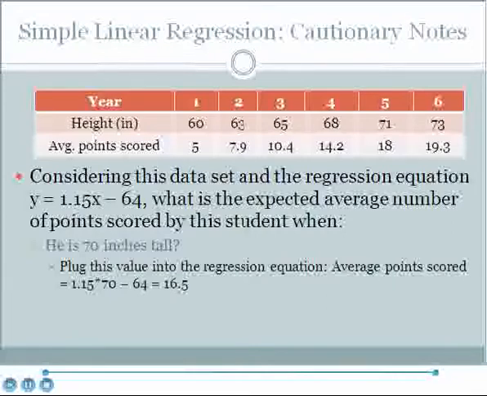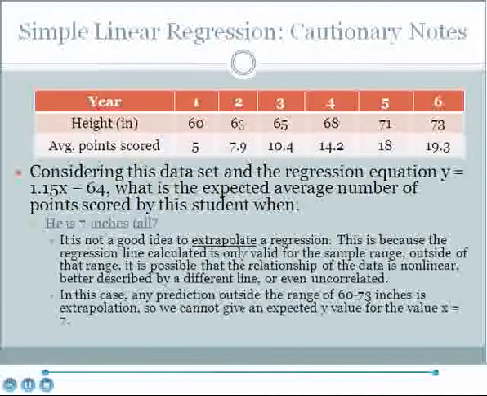Considering this data set and the regression equation, y is equal to 1.15x minus 64, what is the expected average number of points scored by the student when he is 70 inches tall? The range of heights of interest is 60 to 73 inches. So we would be interpolating by looking at a height of 70 inches tall. This is within the range of heights that were used to calculate the linear regression. So we plug the value of 70 in for the x value in the equation and find that the average number of points scored is equal to 1.15 times 70 minus 64, or 16.5. Thus, if the student is 70 inches tall, we would expect that he would score 16.5 points.